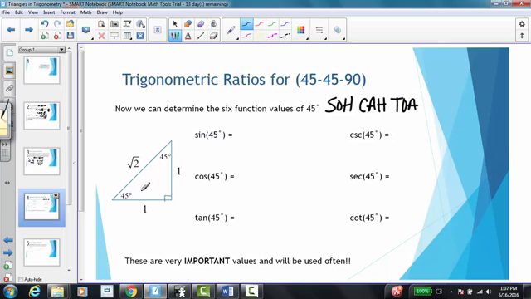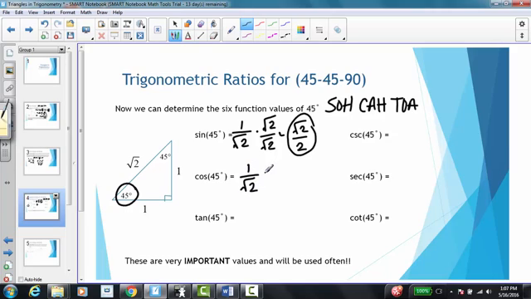So I have the sine of 45 degrees. You can pick whichever 45 degrees you want to work with. In this case, I'm just going to pick this one. So I have the sine of 45 degrees equals opposite, which is 1, over my hypotenuse, which is root 2. But we don't want to leave a radical in the denominator, so I need to multiply both top and bottom by root 2. And that's going to get me root 2 over 2. Cosine is adjacent over hypotenuse, so we have 1 over root 2 again. Simplifying again, this is going to give me root 2 over 2.